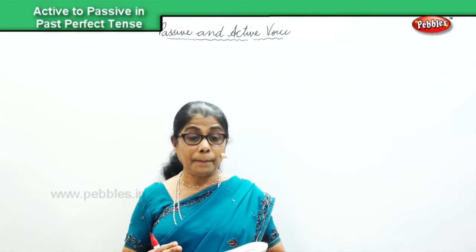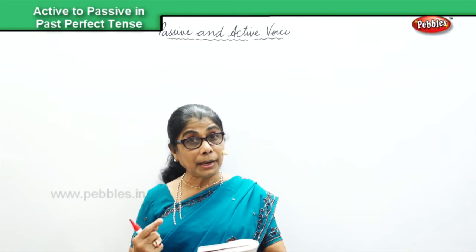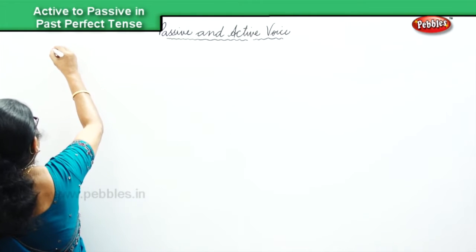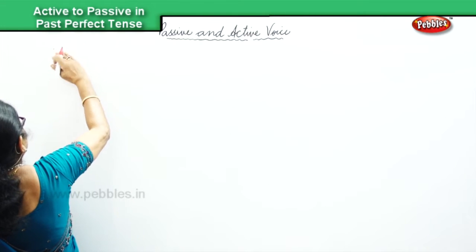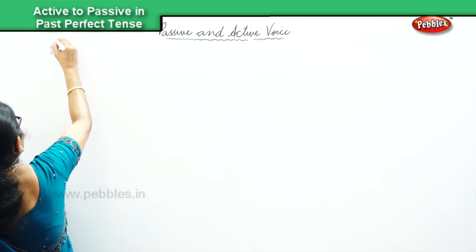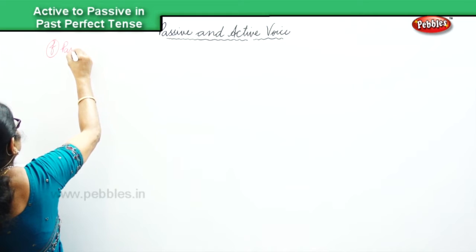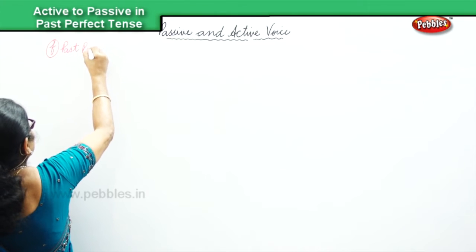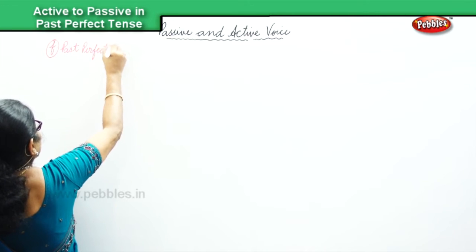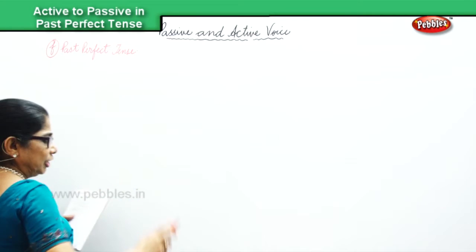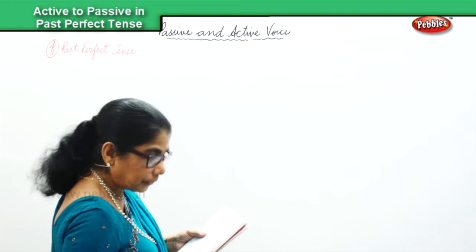Now we're going to recall to our mind changing from active to passive in the past perfect tense. Okay? So that is F. We are going to look at past perfect tense, and here, changing from active to passive.